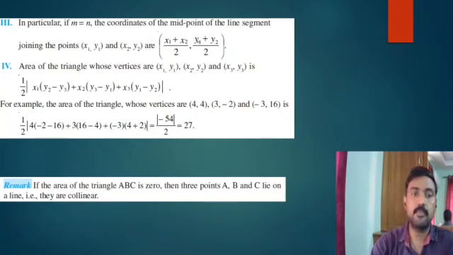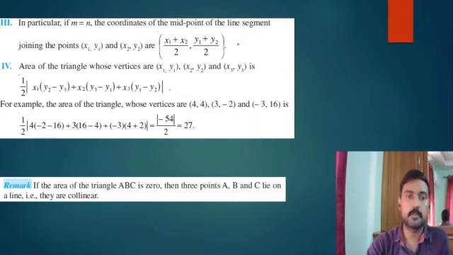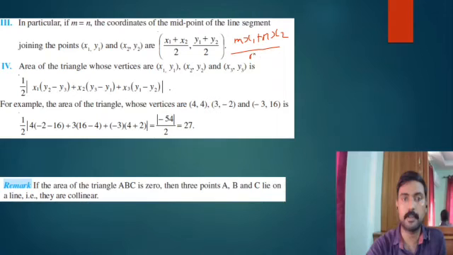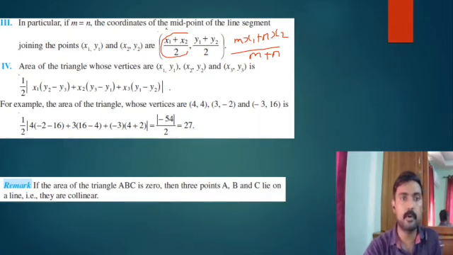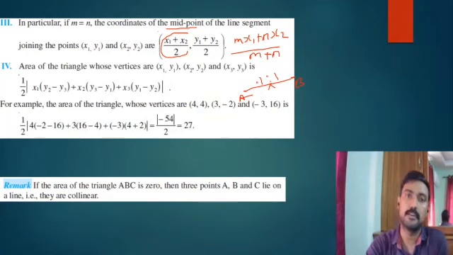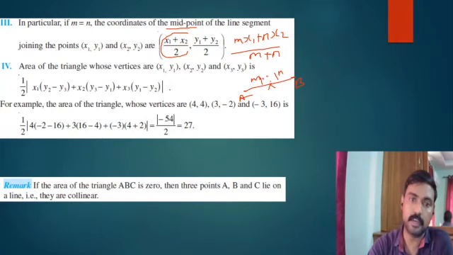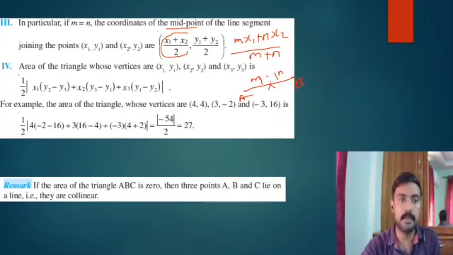Now the section formula we studied: x is equal to (mx1 + nx2) divided by (m + n). This is the equation for finding the x value. But if it is a midpoint, the ratio will be 1:1. Suppose this line segment AB, its midpoint means here one part, here one part. So its ratio is 1:1, which means the m value is 1 and the n value is 1. So we get 1 into x1 plus 1 into x2, divided by 1 plus 1.